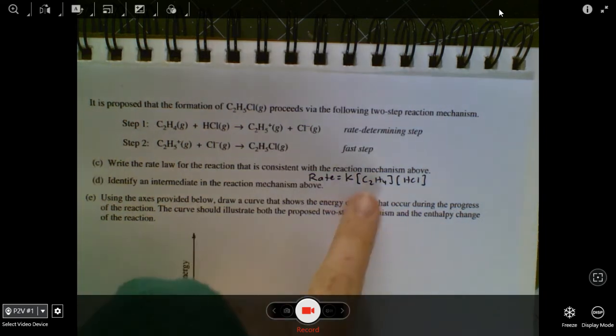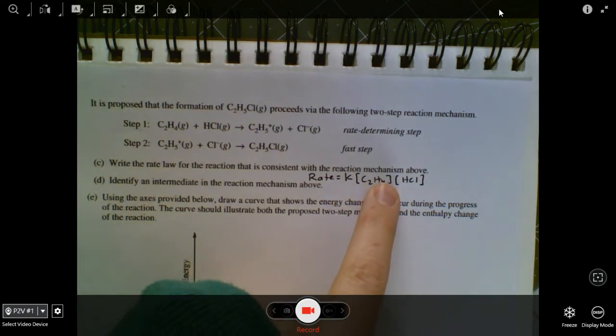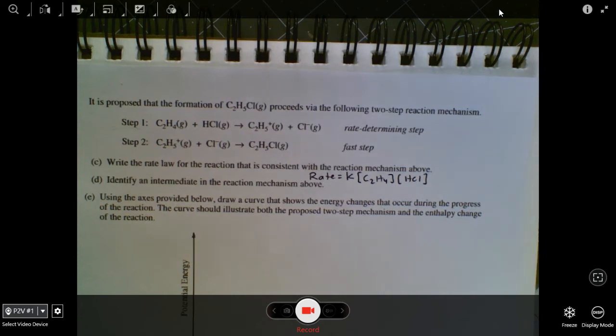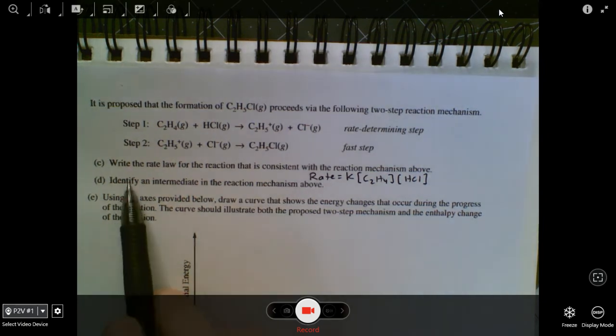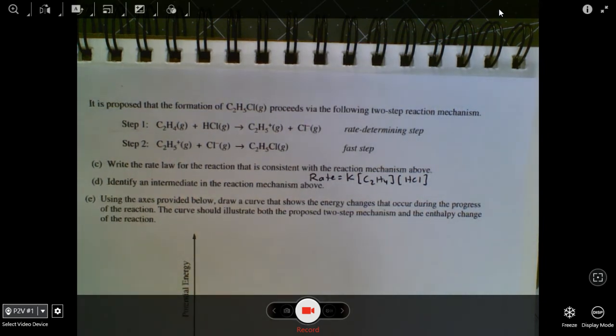But you have to remember, this only works for the coefficients becoming the powers here in an elementary step from a mechanism. If it's not that, it doesn't work. So you cannot take just a regular balanced overall equation and pop those numbers in there. That's illegal. All right. So then for D, it says identify an intermediate in the mechanism above.